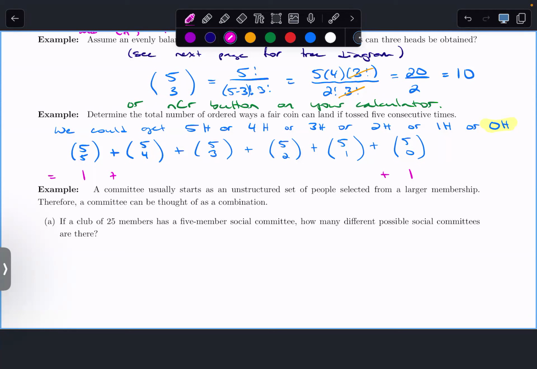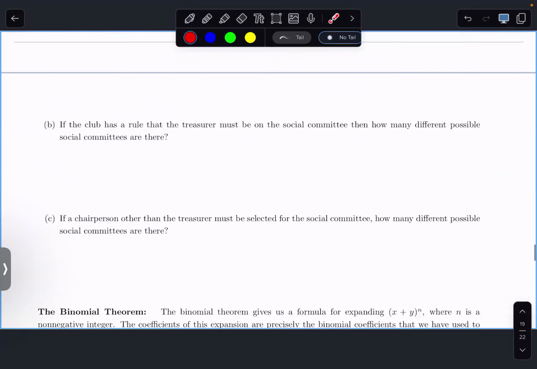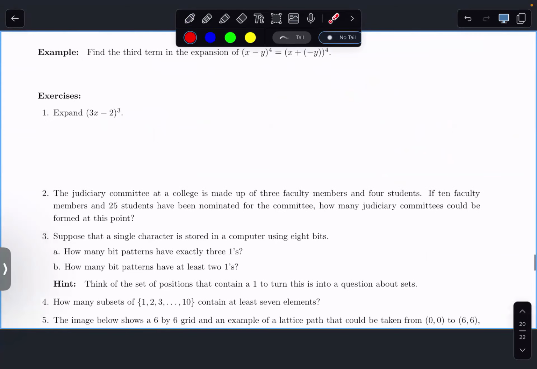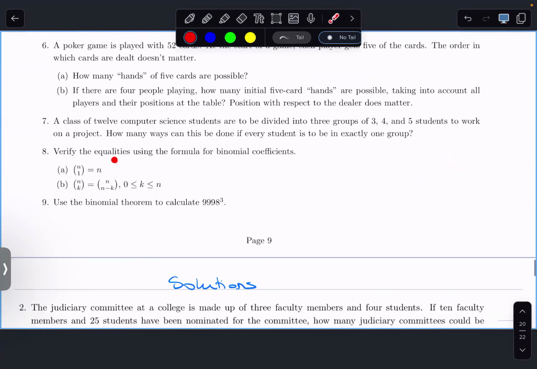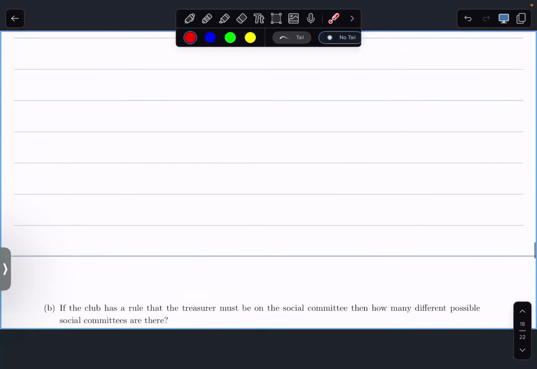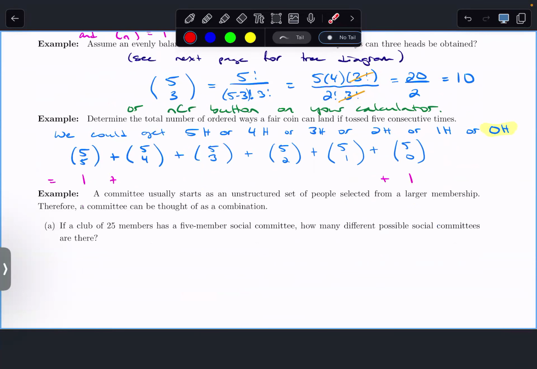I'll show you when I would want you to use this. There's a question on here where I get you to verify these equalities, right? Then I need you to expand the formula and use the formula, but otherwise you can use your calculator. That's fine. Okay. So 5 choose 4.